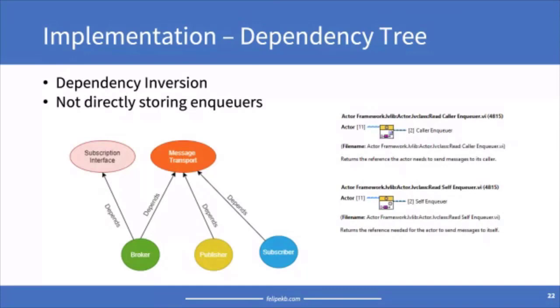There is no direct storing of the enqueuers. So aside from the broker itself that stores unnamed enqueuers, there is no relation with the name of the class that the enqueuers belong to. None of the actors need to store the enqueuers.